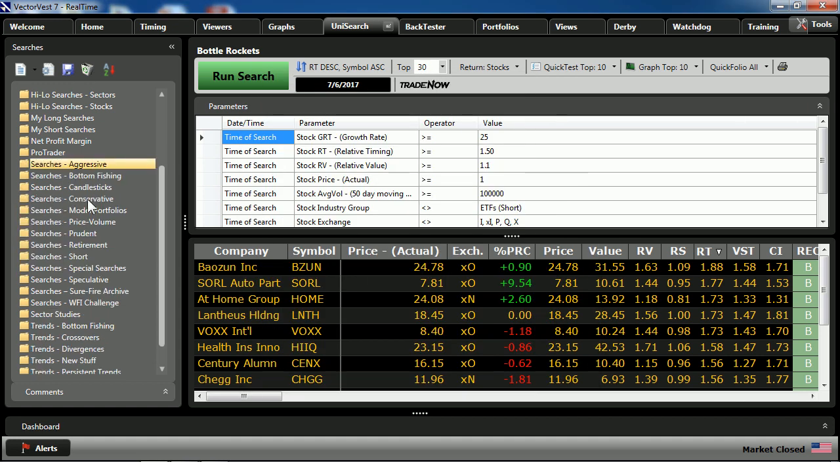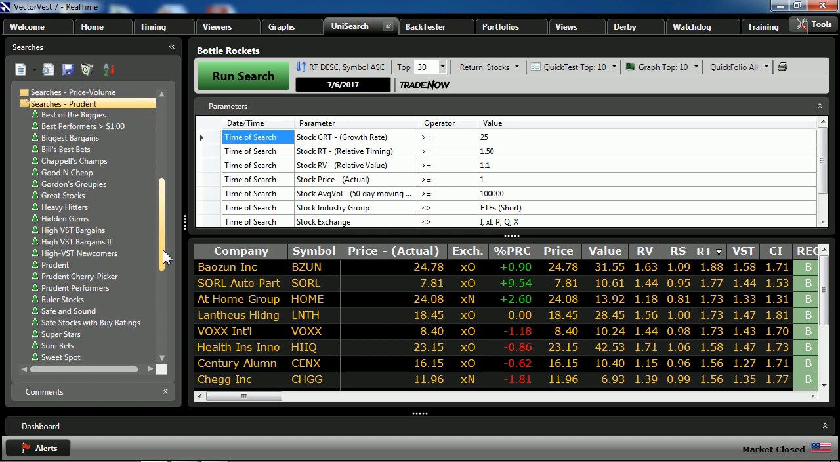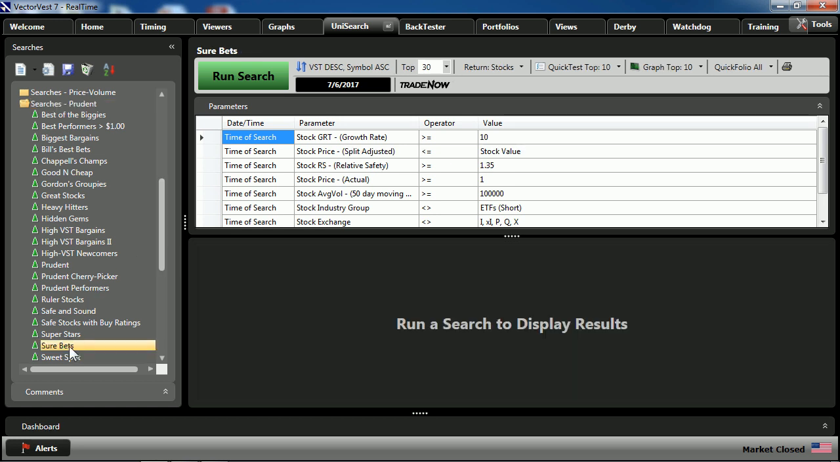Now for the prudent investor. I'm going to scroll down here. All of these searches are prudent type searches that look for stocks with high RV ratings and also high RS ratings. A great search is a search called Sure Bets. Look at the relative safety. Has to be above 1.35. We're looking for the growth rate also to be greater than or equal to 10%. And these stocks are going to be sorted by our master indicator VST.